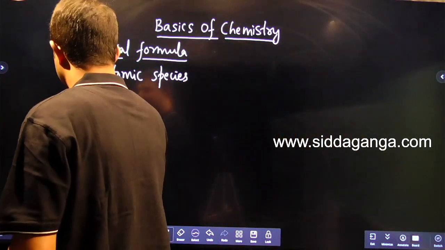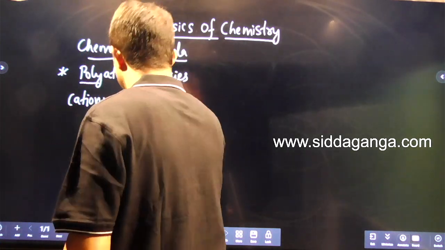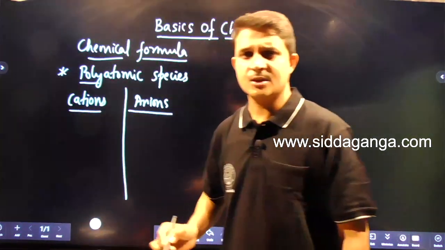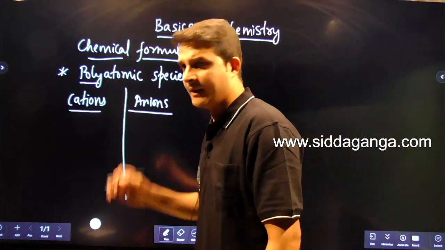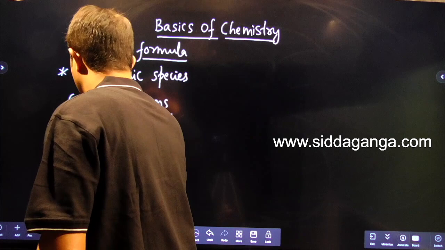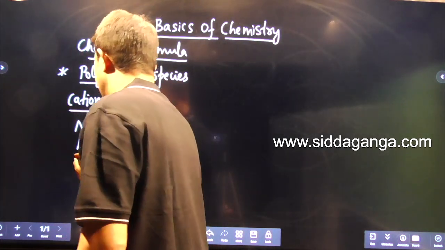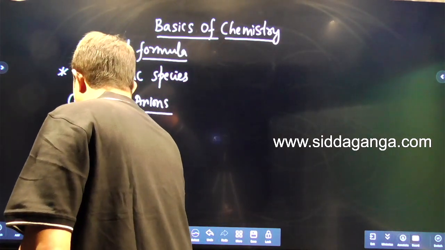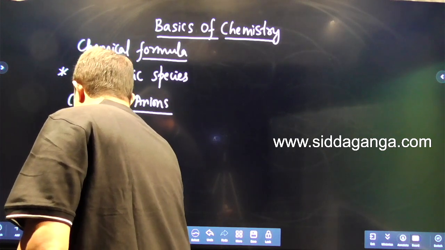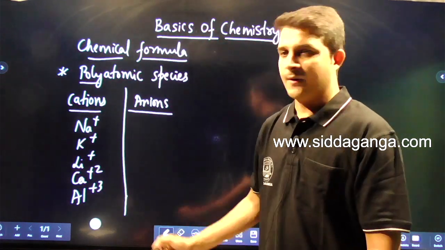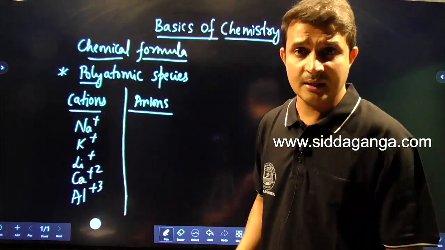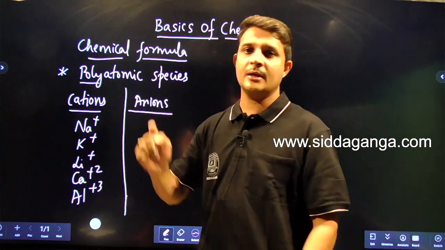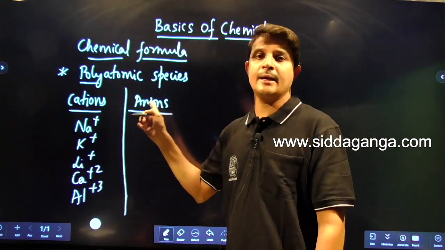Take up cations, here anions. So last session we have seen a few important cations which are Na plus, K plus, then we have Li plus, Ca 2 plus, Al 3 plus, etc. So let's take a few cations that we have seen in the previous session. Now let's take the anions which are polyatomic in nature. In general, we can call them polyatomic anions.